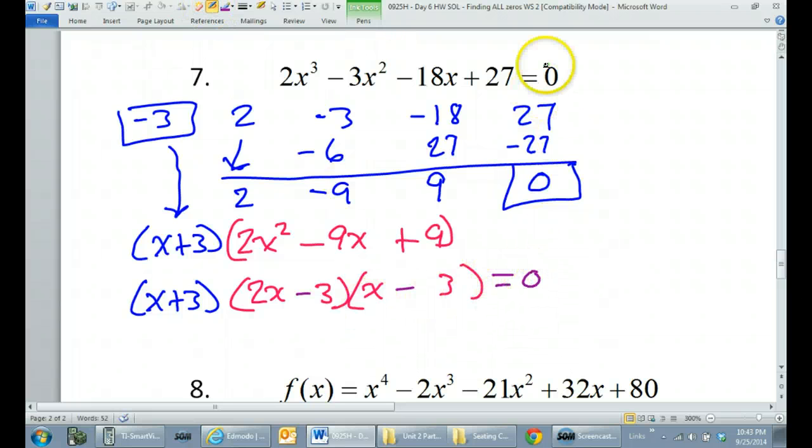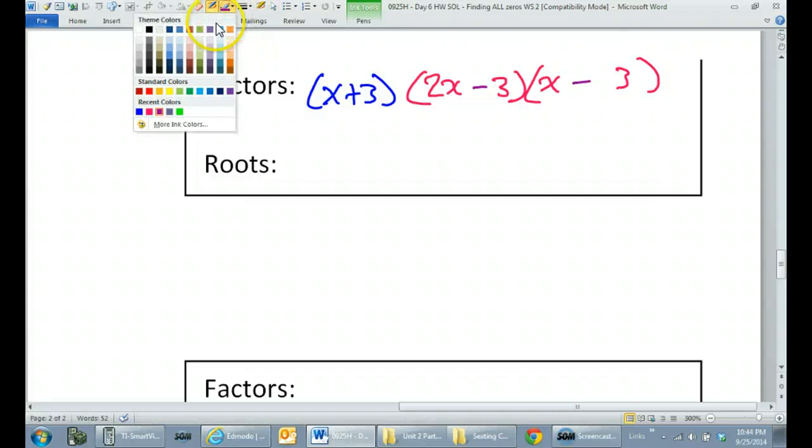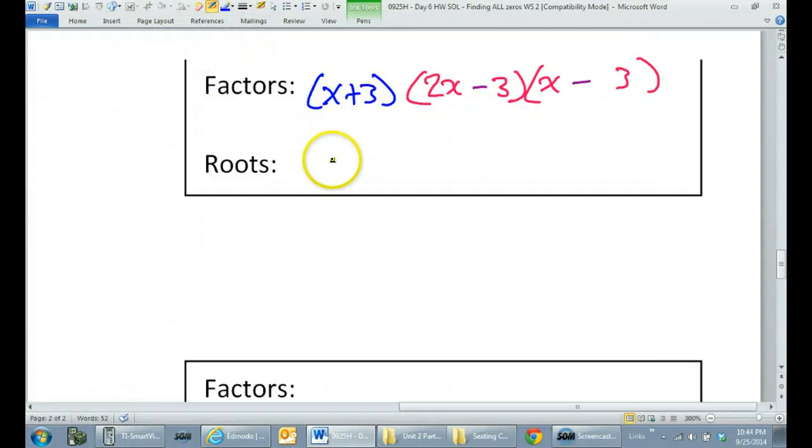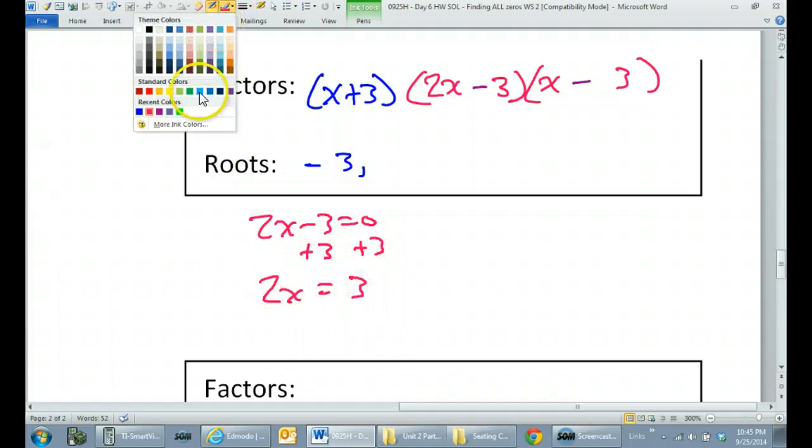Alright, I'm just setting this equal to 0 because it's an equation. But I'm going to cut and paste this. We'll copy and paste. Alright, so this is now completely factored. And of course we have our roots of -3. And you know, if I set 2x minus 3 equal to 0 and solve, it gives me 2x equals 3.